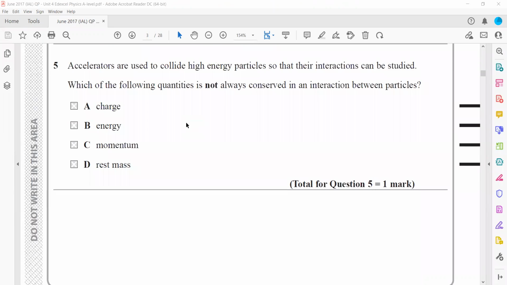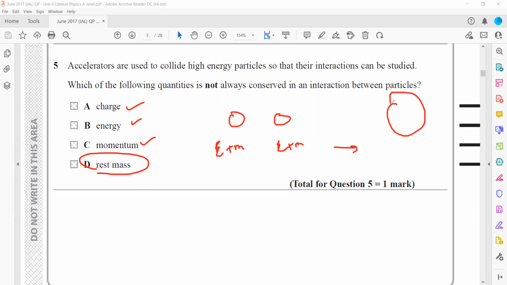Then accelerators are used to collide high energy particles so their interactions can be studied. Which of the following quantities is not always conserved in the interaction between the particles? The charge is always conserved, energy is conserved, momentum is also conserved. Only rest mass is not. What is the meaning of rest mass? The total mass is not conserved. Mass energy is conserved, but not the total mass. When the particles are moving, they have some energy and mass. When they collide with each other, a new particle might be formed.